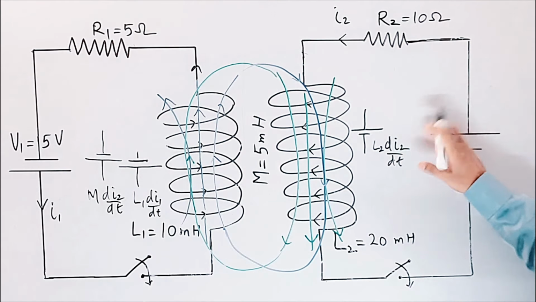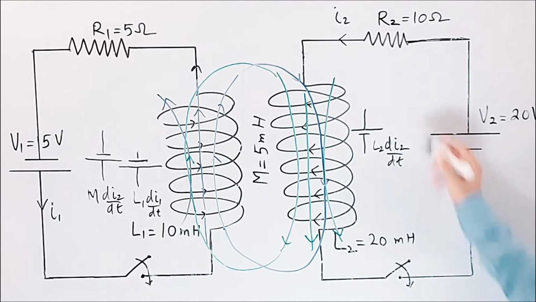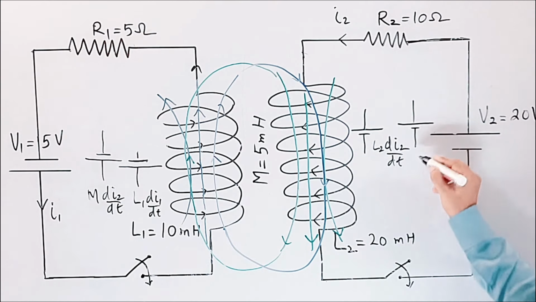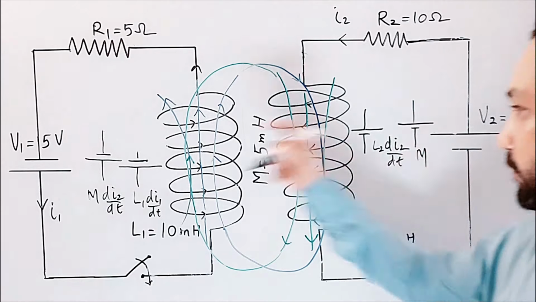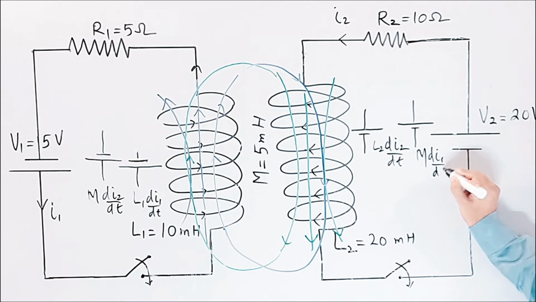So if I want to put an induced battery due to the mutual inductance, here I can take V2, which was 20 volt. There will be another induced battery, its EMF would be M di1 by dt, because of the current in this coil.